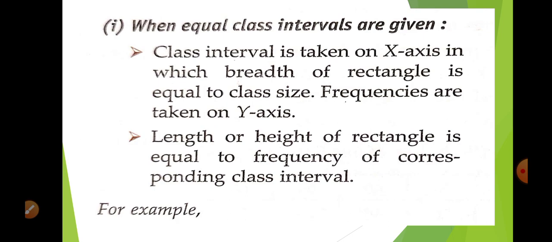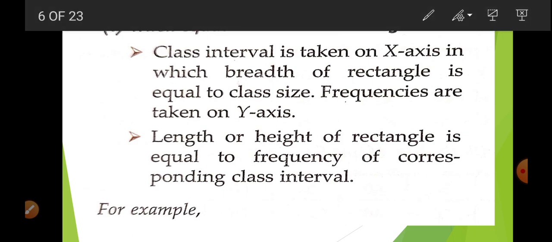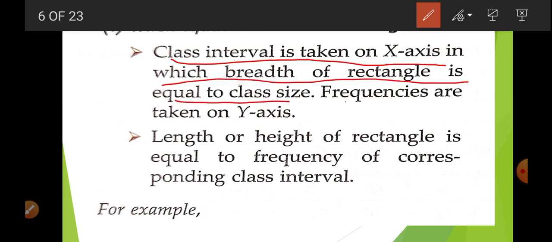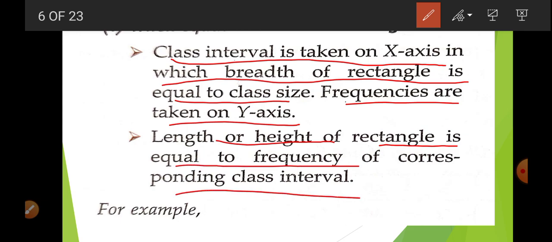On the OY axis we are going to represent frequency, on the OX axis we are going to represent the X variable. Now when we study histogram, it is always studied in two cases: when equal class intervals are given and when unequal class intervals are given. First of all, when equal class intervals are given, the class interval is taken on the OX axis, where the breadth of the rectangle is equal to the class size. Frequencies are taken on the OY axis. The length and height of the rectangle is equal to the frequency corresponding to the class interval.